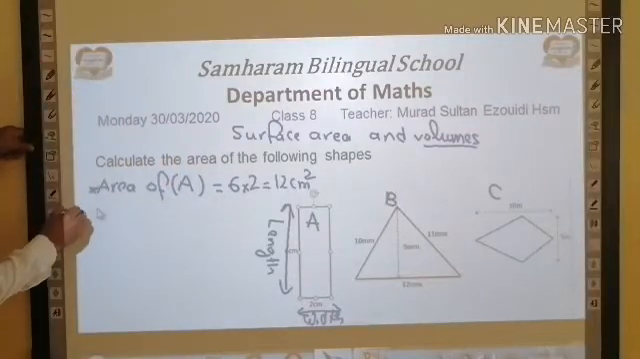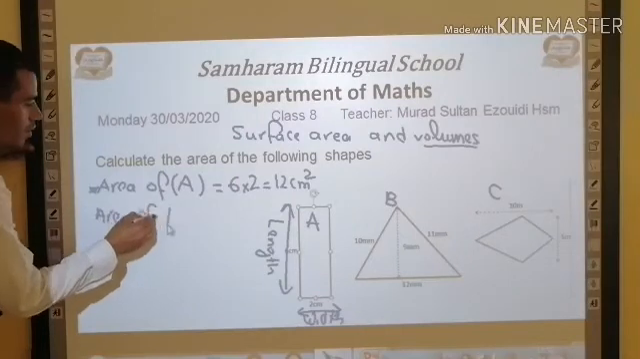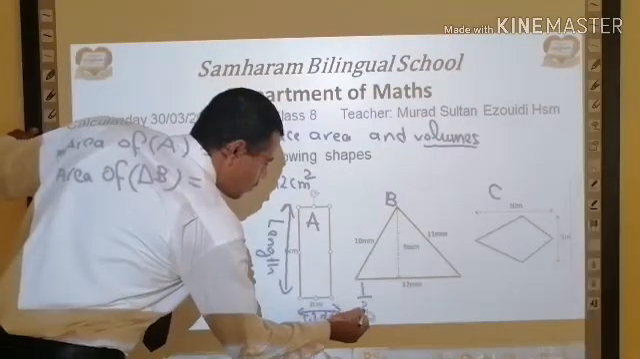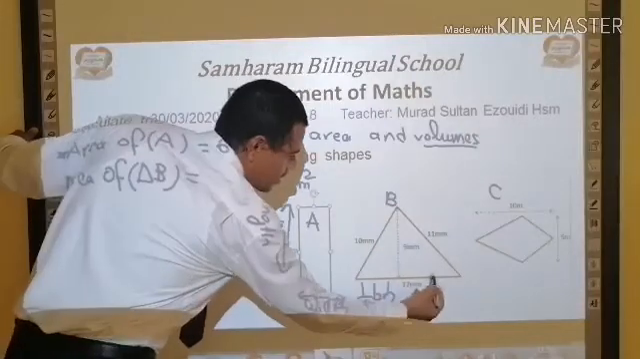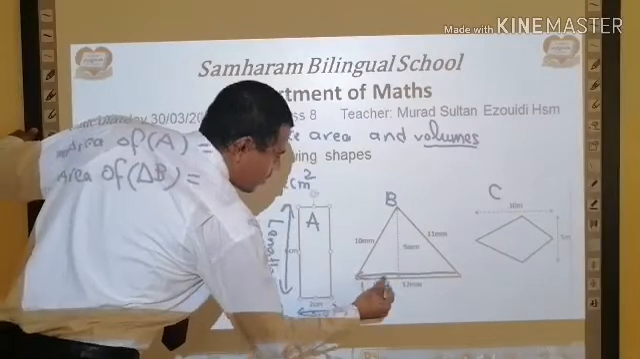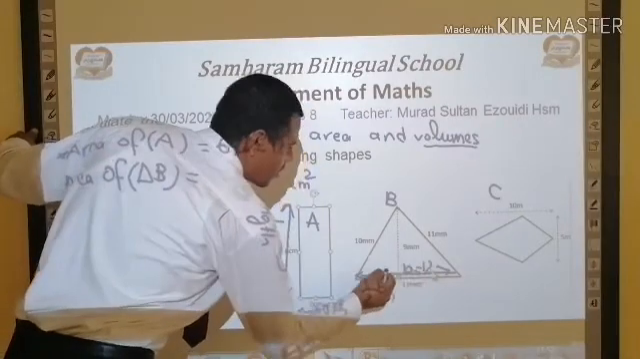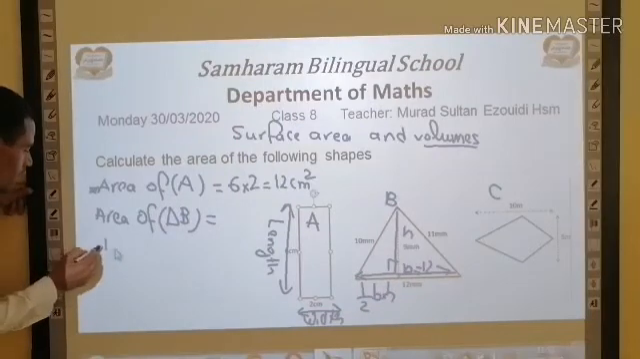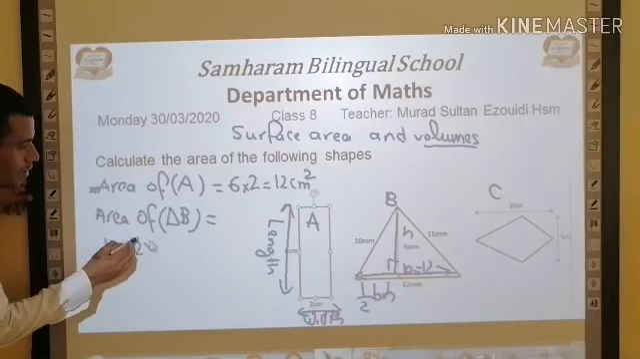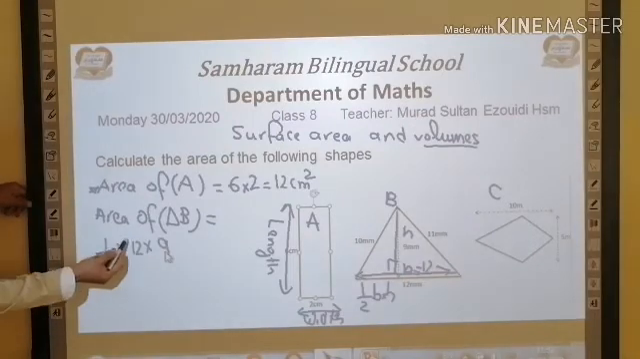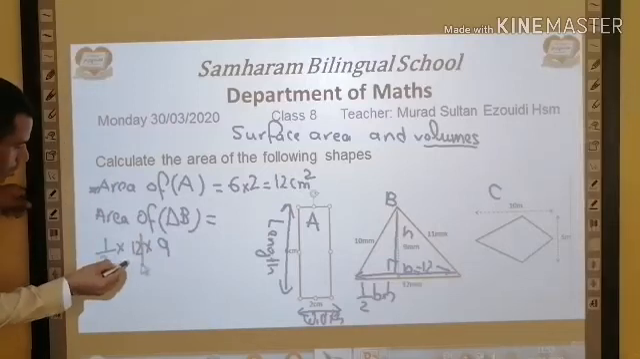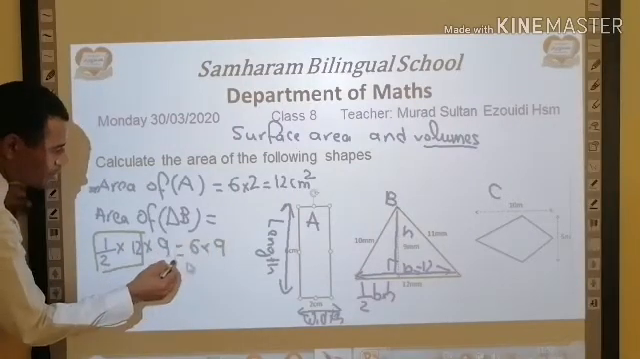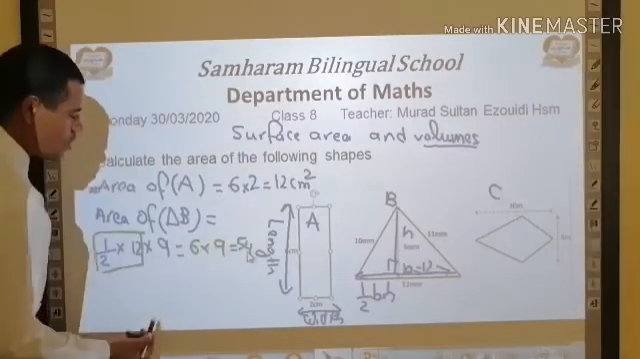For B, the area of triangle B is what? The formula is 1/2 multiplied by the base multiplied by the height. The base is 12, this is the base, my kids. And this is the height, which is perpendicular to the base. So it will be 1/2 multiplied by 12 multiplied by 9 centimeters. 12 divided by 2 gives us 6. 6 multiplied by 9 is 54. What is the unit? Centimeter squared.